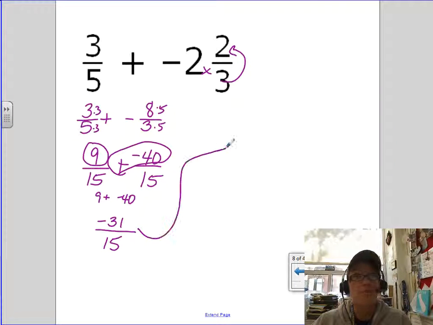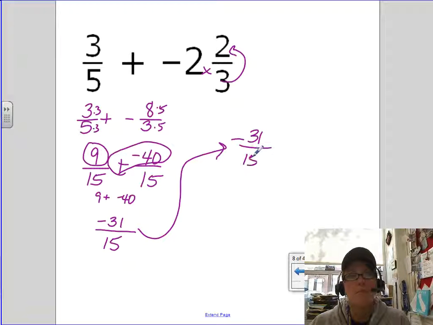Now, I'm going to tell you, 31 and 15 share no common factors. So it really is in simplest form with regard to being relatively prime. I'm not going to be a stickler about changing this back into a mixed number, really. If you left your answer like this, I'd say that's good.